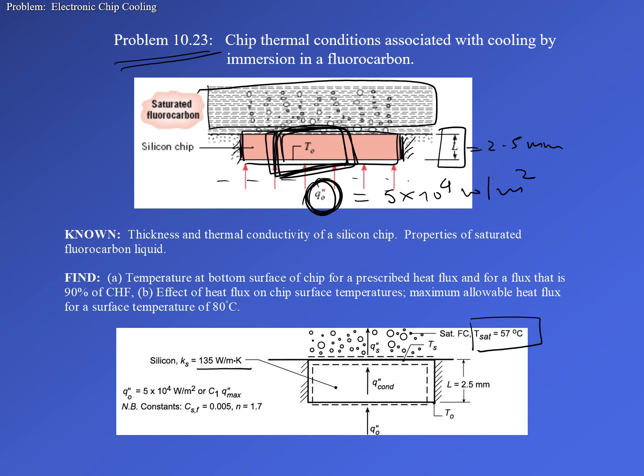Remember, the bottom temperature is greater than the top temperature because of the conduction heat loss. Bottom temperature will decide the design criteria. The silicon chip should not go beyond a certain temperature, otherwise it will deform, and it will fail, so to say, by not performing properly beyond that temperature.